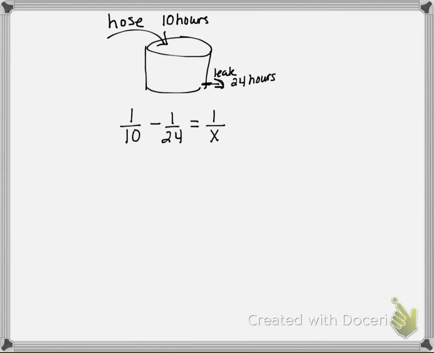I don't want you just to see a problem and be like, oh, it's a work problem, and just do 1 over one number plus 1 over the other number equals 1 over X. Every problem is not set up that way. You really do need to read the problems carefully and see how that works.